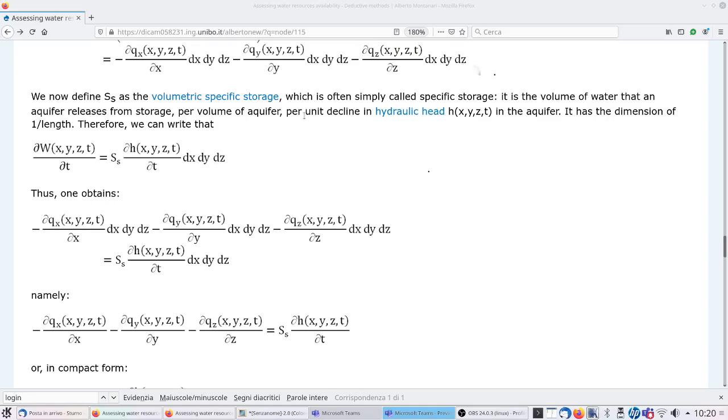So suppose that you have an aquifer, no matter if it's confined or not, and suppose that you decrease your hydraulic head. You decrease it by a unit decline. Now, by decreasing the hydraulic head, we want to estimate the amount of water that the aquifer releases per volume of aquifer itself. You may wonder, what are the processes leading to release of water?